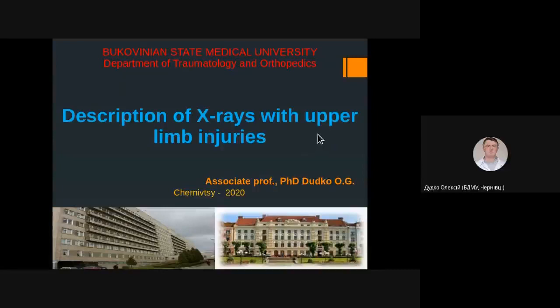So let's start from the first X-ray. Here we can see two views. This is AP view, and this is straight lateral view. First of all, you should determine which location is present on X-ray. Actually, here we can see the distal part of humerus and proximal part of forearm. This is ulnar bone, and this is radius bone.